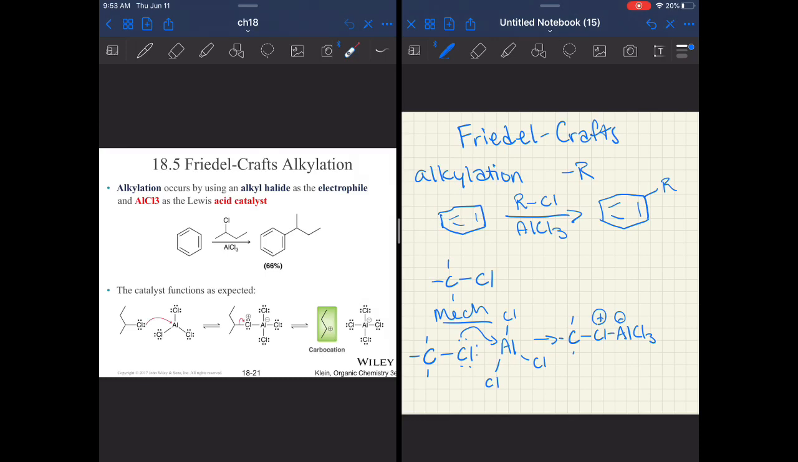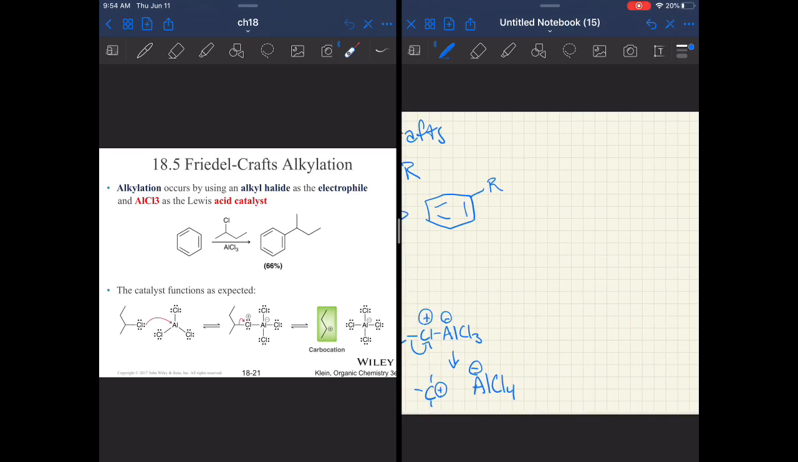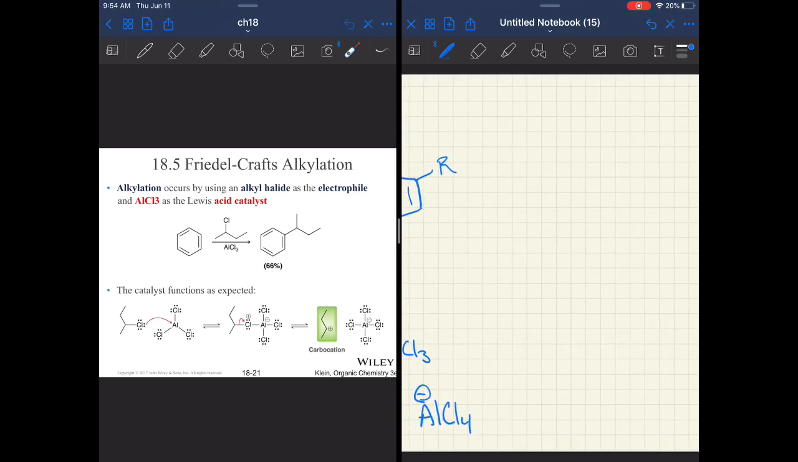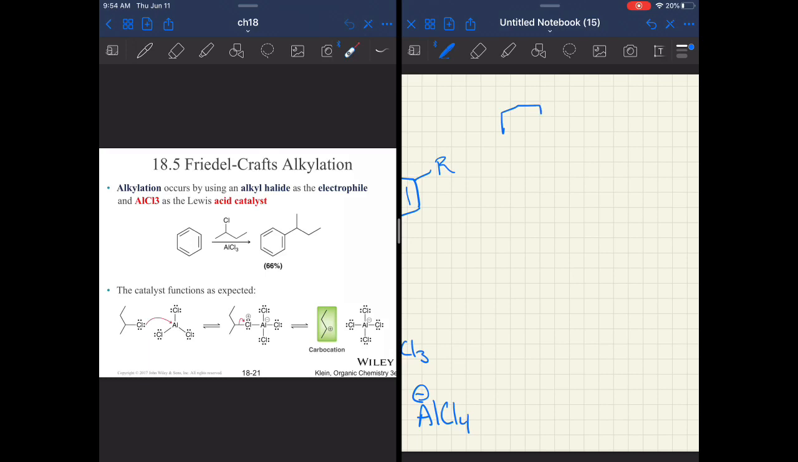When this C-Cl bond breaks, and we'll just go down this way, you're going to be left with a carbocation. The carbocation is going to be a much stronger electrophile than this partial positive carbon. And you will make AlCl4, which you will see again in the final step. That carbocation, we'll move up here. That's your electrophile, right?